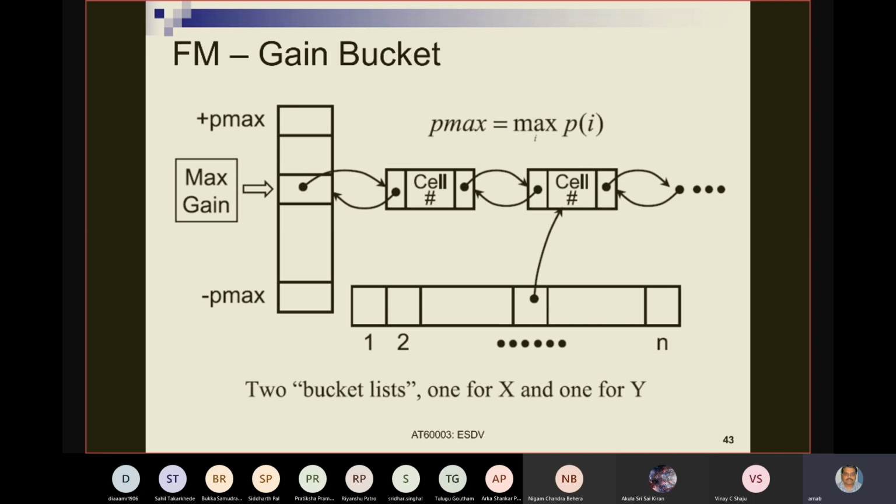Let us understand that whatever data structure, are you on slide number 43 by the way? Yes, sir. Yes, sir.